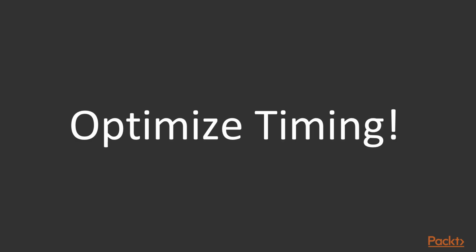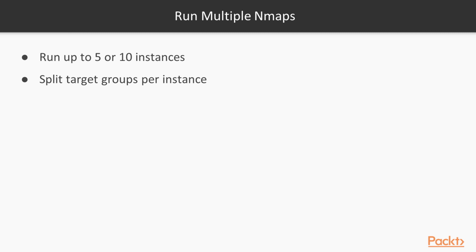Another option you have is to literally make Nmap go faster by optimizing your timing. Now this is a powerful feature that we're going to talk about in an upcoming video, where you can actually force Nmap to use different profile levels to run faster by reducing some of the timers. You can also run multiple Nmaps. So you don't just have to have one.